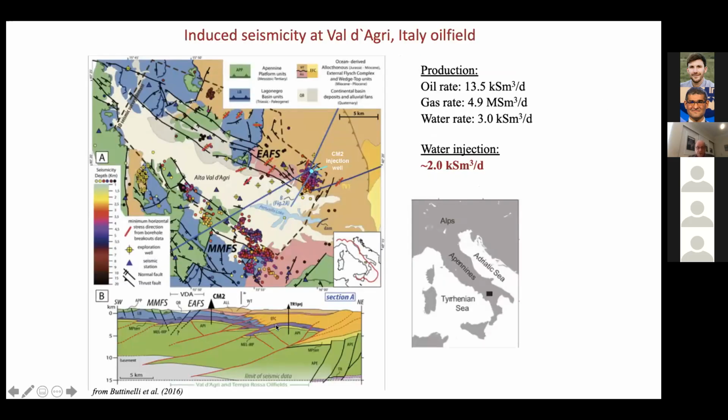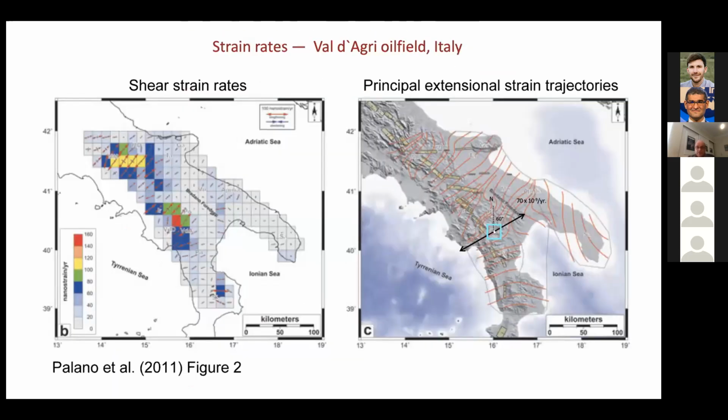This is an earlier study. It was recognized for some time that there were induced earthquakes occurring at the Valdorri oil field. The oil field is in this area. This is an earlier publication from Butinelli and others. There's this cluster of earthquakes here around an injection well. And I have a little better figure of that. All right, so this is the setting. The oil field is down here in the boot of Italy.